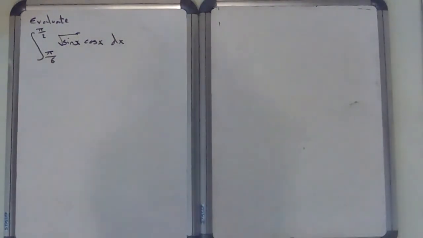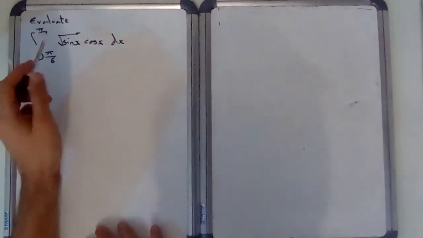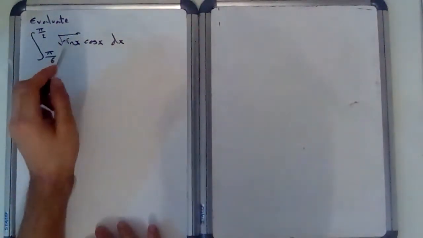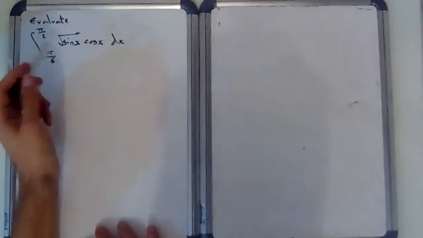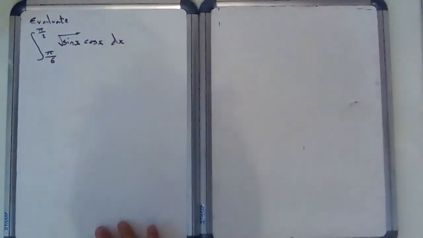Evaluate the definite integral from pi by 6 to pi by 2 of root sine of x times cos of x dx. So we're going to have to use a substitution for this. Two reasons why the substitution is going to be sine x, so u equals sine x. Firstly, because if you have the square root of f of x, as in sine of x in this case, in the function you're trying to integrate, it's often a good place to start, so use that as a substitution.